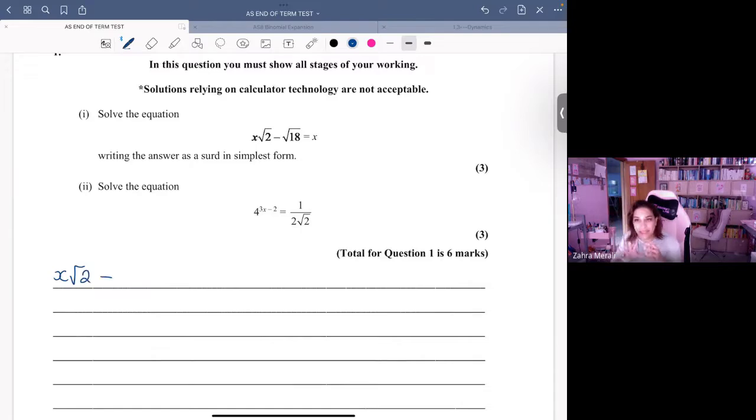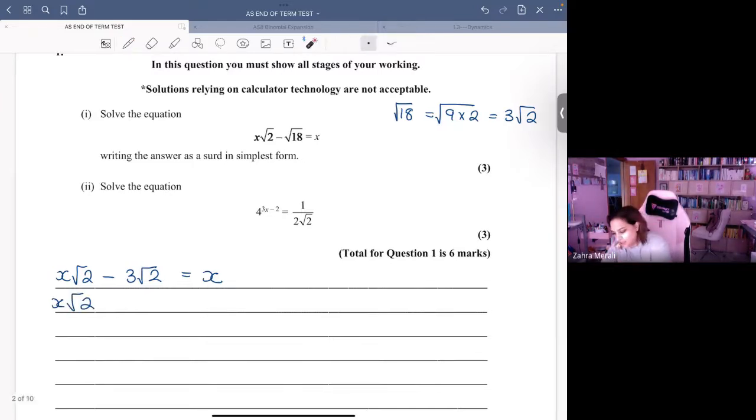Before we do anything, we're going to simplify that root 18. You can just put it in your calculator and it'll give it to you, but it's the same as 9 times 2, so 3 root 2. Once again, if you put root 18 into your calculator, it will tell you it's 3 root 2. And that equals x. Now I want all my x's on one side, so I'm going to move this x over here onto this side.